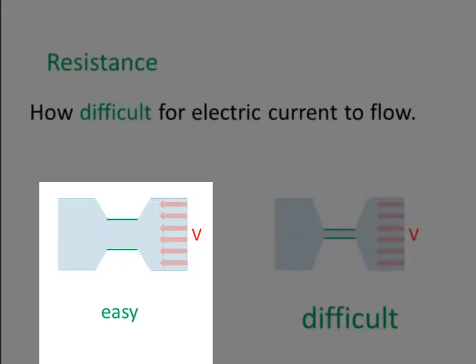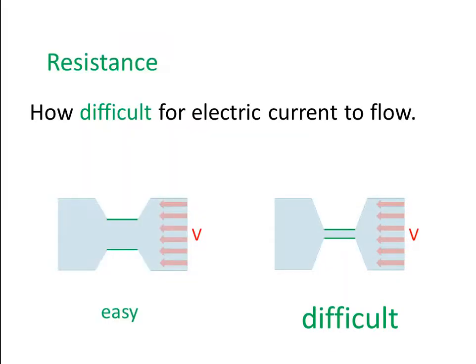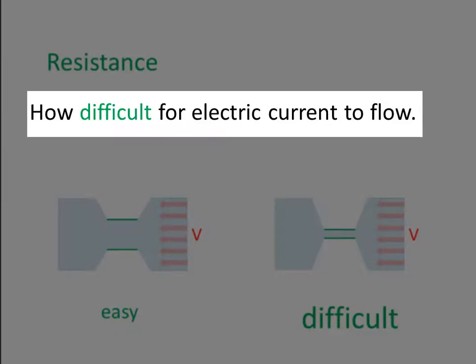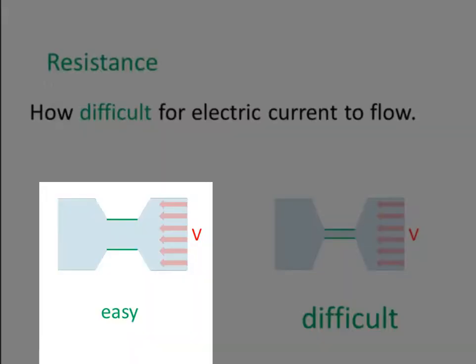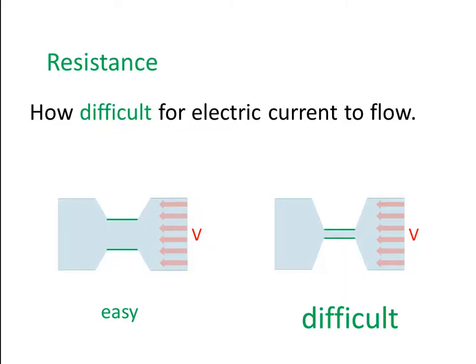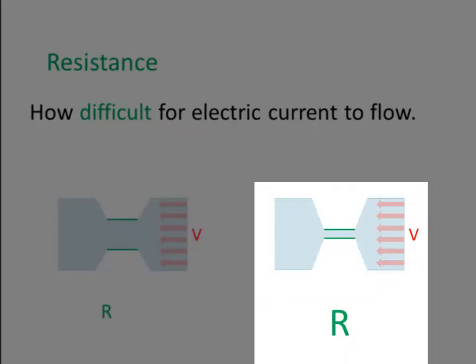The thicker pipe is easier. The thinner pipe is more difficult. So now, remember that resistance is how difficult it is for the electric current to flow. In the case of water, it's how difficult the pipe is for the water to flow through it. So this one's more difficult than that one. So now, how does the resistance of each of these pipes compare? Which one has a higher resistance? Which one has a lower resistance? The easier pipe has a lower resistance. The more difficult pipe has a higher resistance.